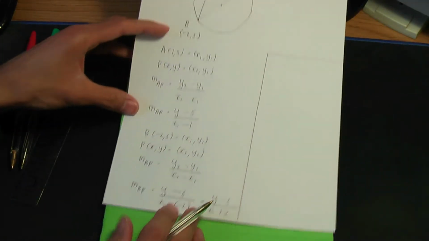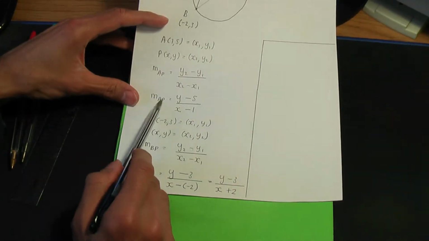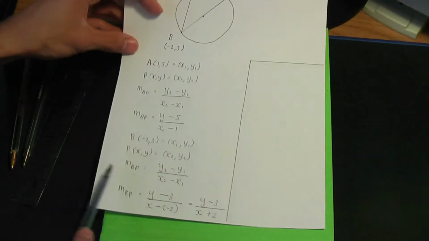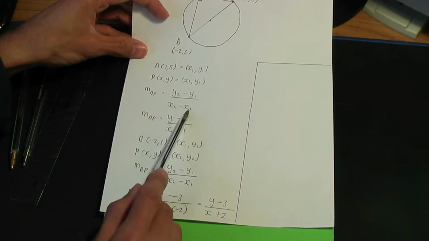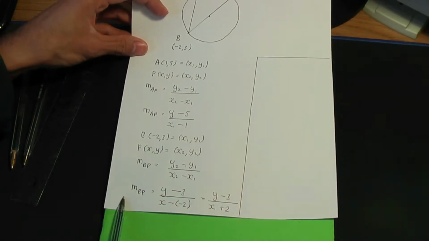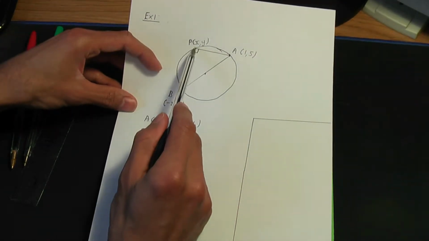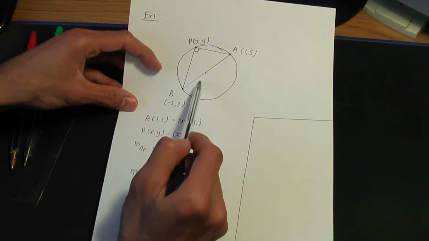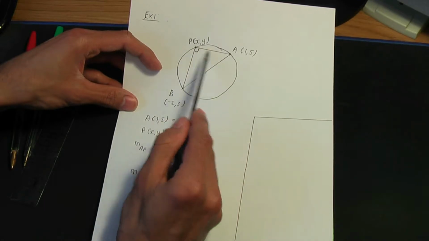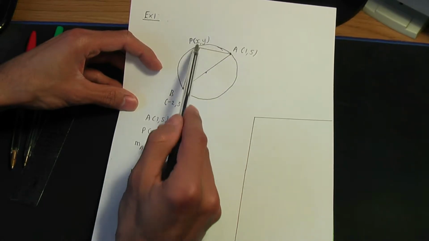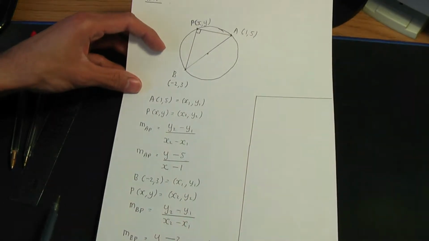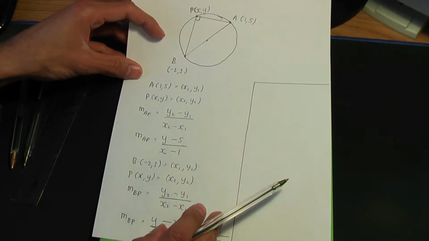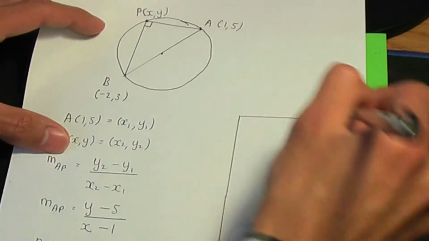As we discussed, we have the gradient of AP. Here's the gradient of AP, which we calculated in terms of x and y. We also have the gradient of BP, the gradient of this line over here. Since, according to the property, these two lines are perpendicular, let's multiply these gradients and equate to minus 1. And from there on, we'll work out the equation of our circle.